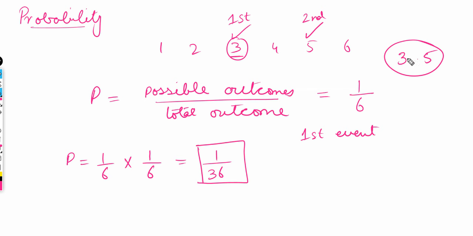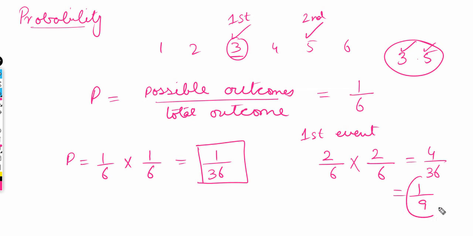When we roll a dice, the probability of getting a 3 is 1 and the probability of getting a 5 is also 1. So our possible outcomes should be 2 and our total outcomes are 6. So either 3 comes or 5 comes, so it will be 2 over 6. Now in the second event, the same should be the probability. Either 3 should come or 5 should come, so in the second event we will have 2 over 6. Now in this case we'll multiply, so it'll be 2 over 6 times 2 over 6. We will get 4 over 36, that will be equal to 1 over 9. So in this case our probability will increase to 1 over 9.